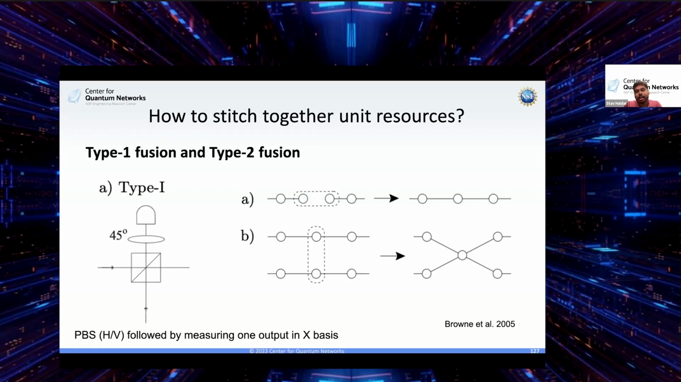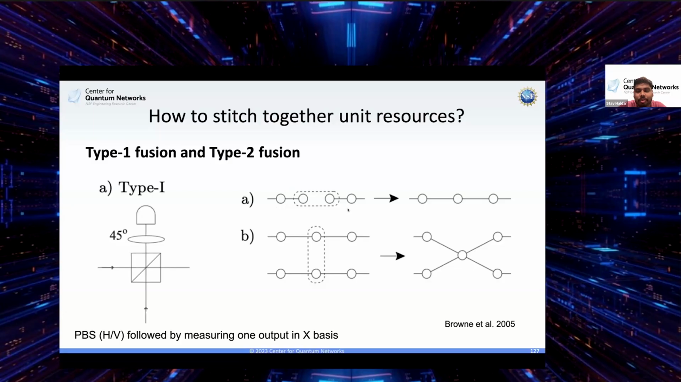And to this end, there are two very popular schemes. One is what is called type 1 fusion, and the other one, of course, type 2 fusion, right? So for type 1 fusion, you take a beam splitter. It's a polarizing beam splitter, so it discriminates between horizontal and vertical polarizations. You put your two ends of the cluster state into it.